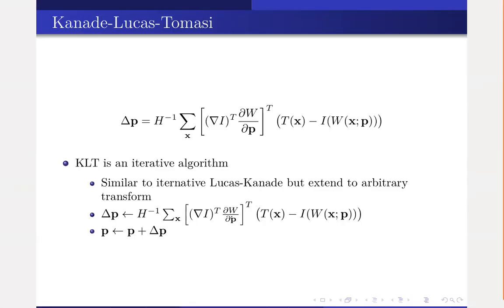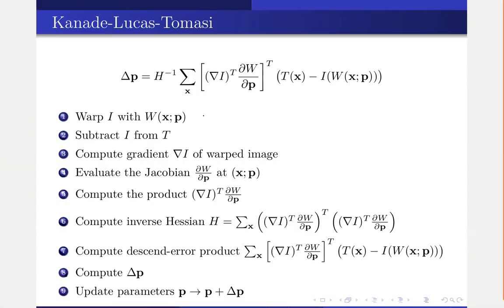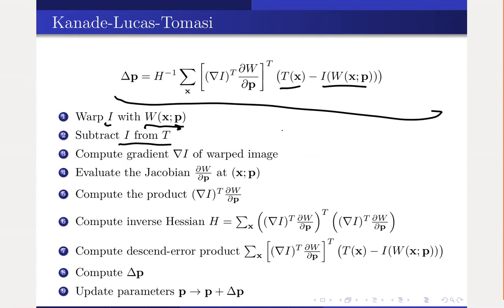As a repeat of the summary of the entire algorithm: the delta P is computed using this equation. We start with some approximate estimate of P. Then we warp the image with this parameter P, compute this, and subtract it from T. Then we compute the gradient of I, which is really just the gradient image.